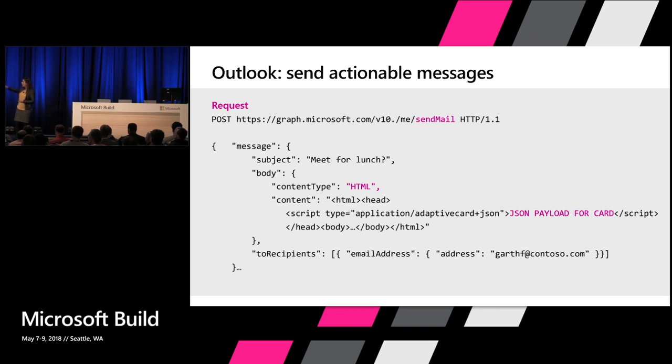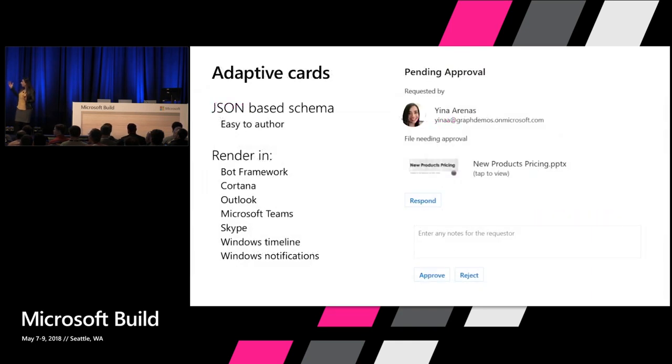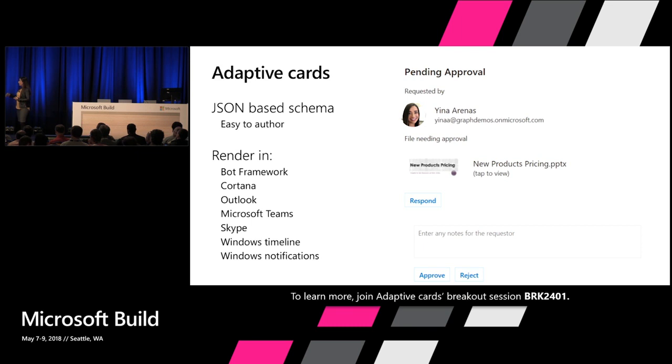How do you send it? Within the message payload, the content type needs to be HTML, and the content is a script tag that has the payload for the card in the head of the HTML. So the way that they're going to display is like this. They render across many different channels, and it's a very simple JSON schema to build them. There's a breakout session about adaptive cards coming up tomorrow.